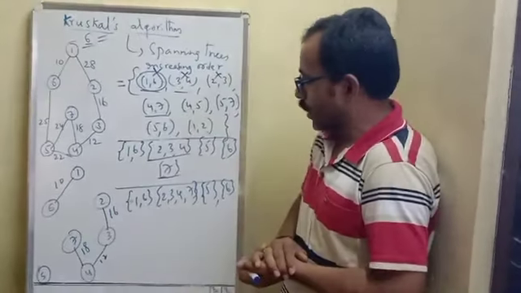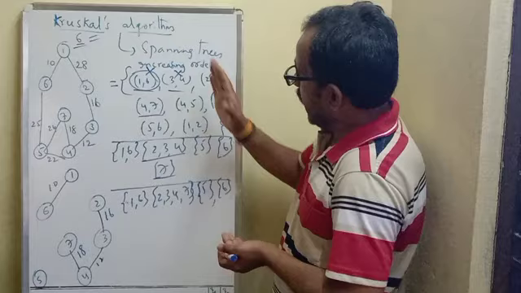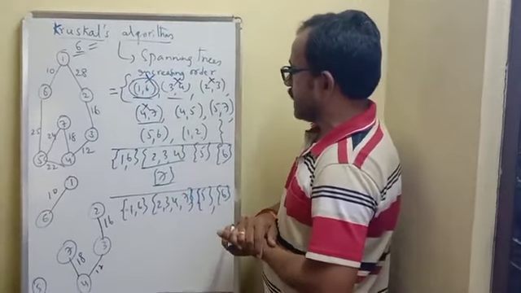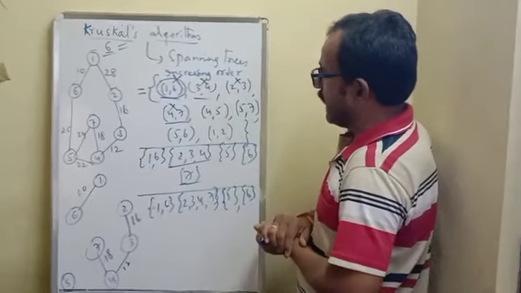Okay, 6, still 2 more edges are required. Now again go to the set. Now 4 comma 7 is also successfully included. Then go to next set. Go to the set again for selecting next edge.